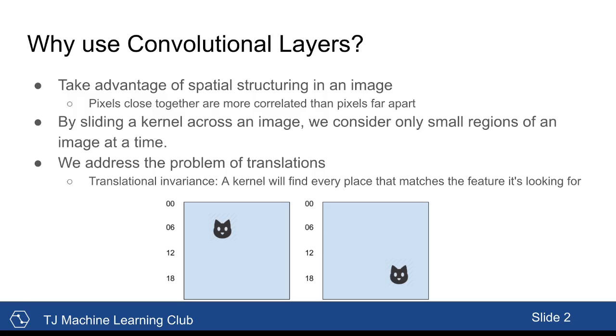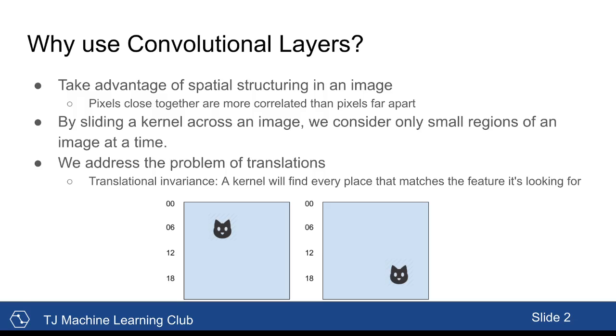to take advantage of the spatial structuring in an image. Essentially, the idea is that pixels close together are going to be more correlated than pixels farther apart. In an image, the placement of where things are is important, and if you have some sort of figure in an image, all of the little pixels near that spot are very valuable, and it should be considered that they are close to each other, and we need to take this spatial structuring into account.